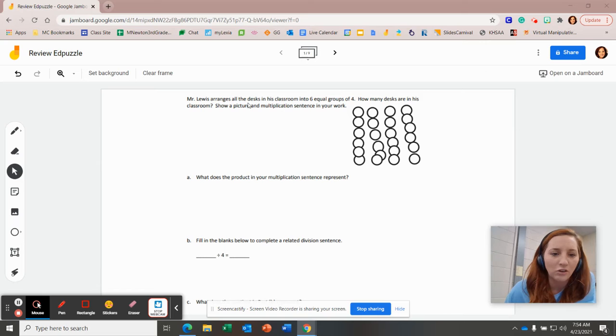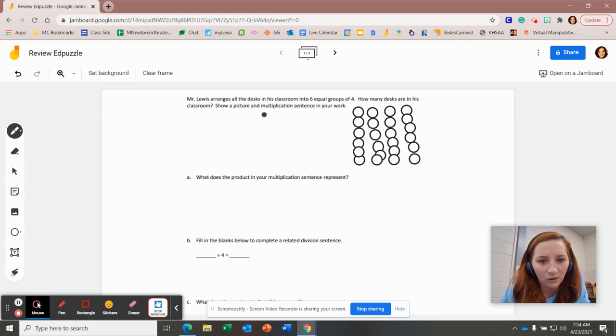Mr. Lewis arranges all the desks in his classroom into 6 equal groups of 4. Because this took me so long, I went ahead and I just kept it on here. How many desks are in his classroom? Show a picture and multiplication sentence in your work. So here's my picture. Like I said, it took forever, so I didn't want you guys waiting on me to drop each little circle. It says there's 6 equal groups of 4. So I did 6 and I put them in 4 columns. So I have 6 rows of 4, or I have 4 columns of 6.